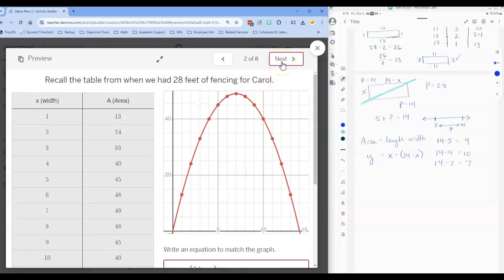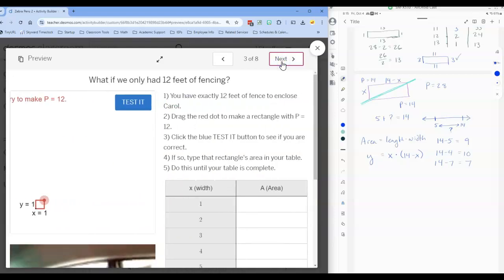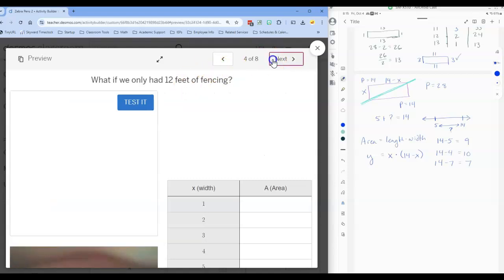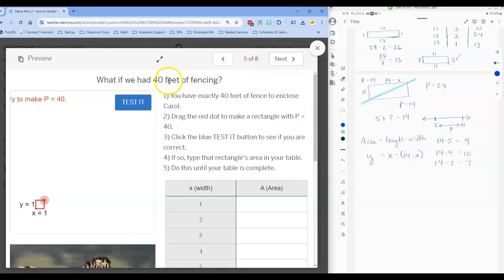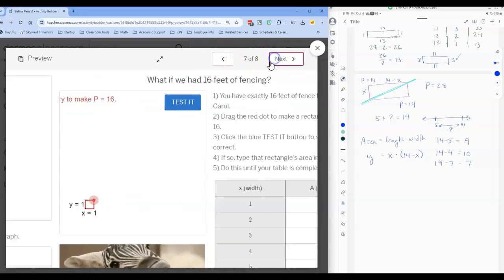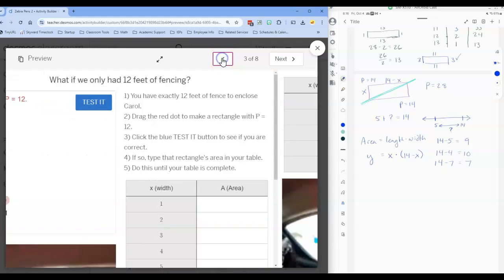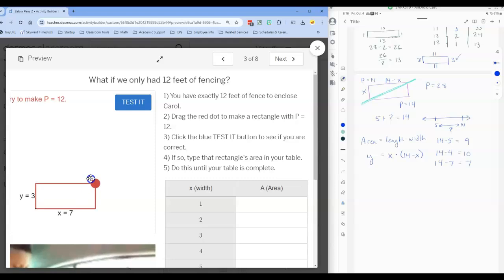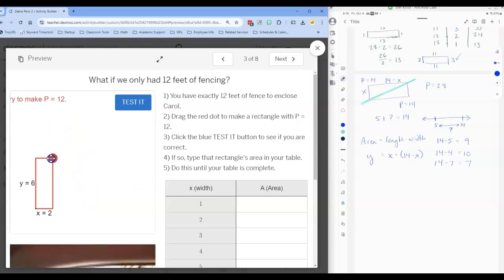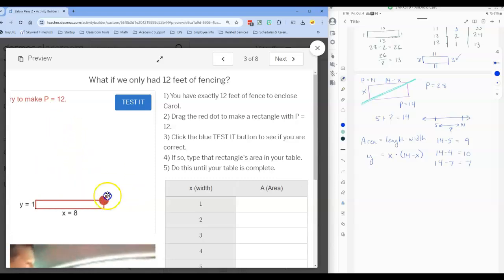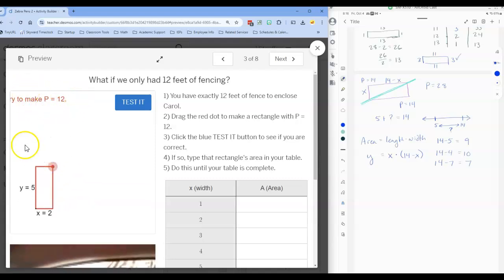So, for the next problems, Carol has decided that she wants to use different amounts of fencing. So she's going to come and visit again, but she's going to bring different amounts of fencing on these problems. So 12 feet for this one, and then if you go a few slides ahead, she'll bring 40 feet, and then also 16 feet. These next ones have the little interactive box that helps you make the box to see if we can make one that has a perimeter of 12, for instance.